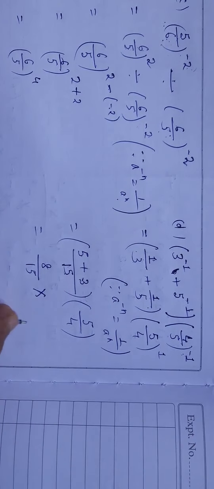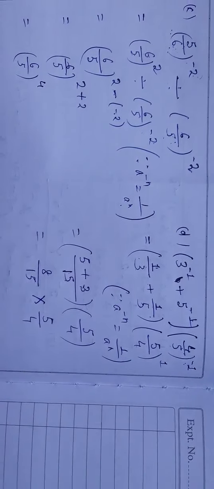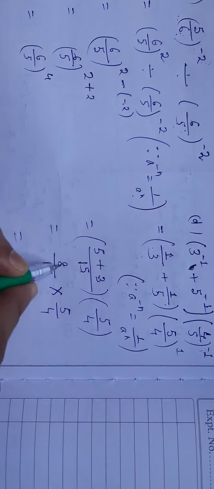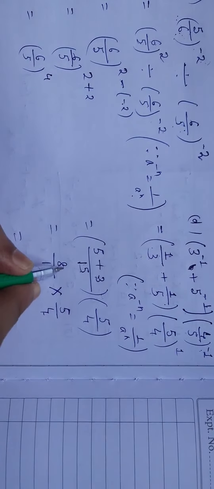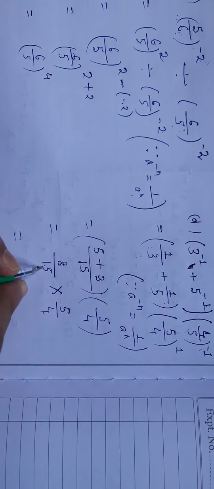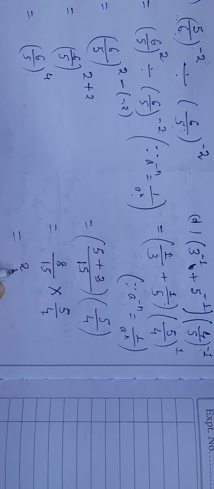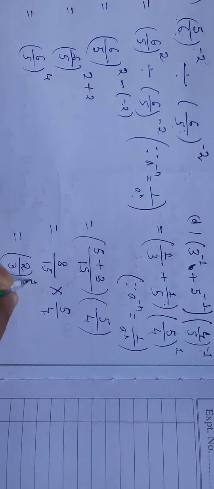we'll break the bracket, then it is 5 by 4. 8 and 5 are the numerator, 15 and 4 are the denominator. So 4 and 8, if I cancel, it will be 2 times, 5 it will be 3 times. So answer is 2 by 3 to the power 1.